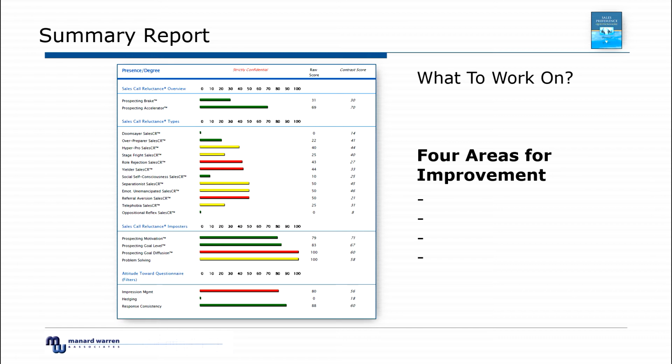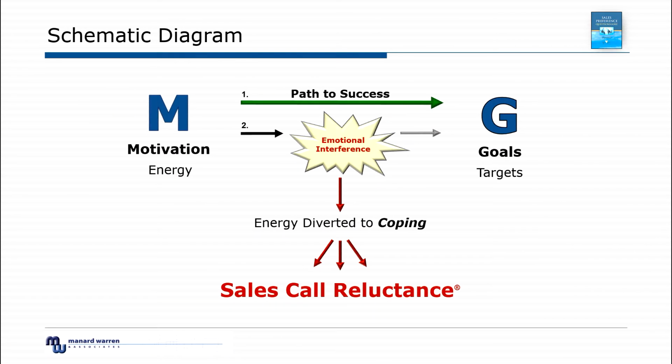So maybe the simplest way for us to get this done is to look back to the M&G slide that we talked about a few minutes ago. And 3 of the 4 things that you can get focused on for improvement are actually listed right there in that schematic diagram: M, G, and then in the middle, the emotional interference. Let me talk a little bit about each of those 3 things.